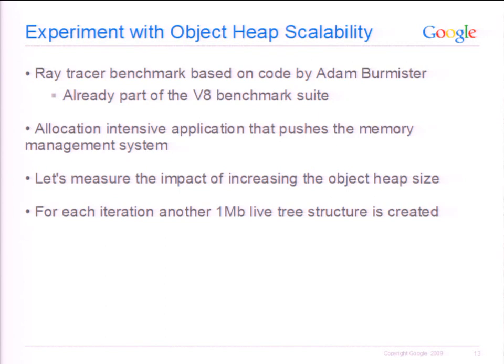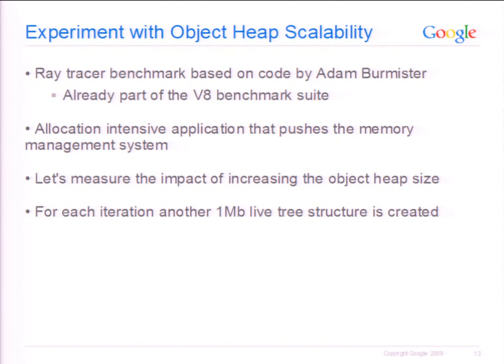That was easy. So I did some experiments. I don't want to talk about whether V8 is faster or slower than other ones. It's faster, believe me. But here I want to show how well browsers scale when it comes to object heap size. Okay. So what I did was I took the ray tracer benchmark. It's part of the V8 benchmark suite. It doesn't really matter what benchmark it is as long as it's allocating a lot of objects. And then I made a loop. For each iteration in the loop, I allocated a megabyte of tree structure that I added as a permanent kind of thing in the heap.